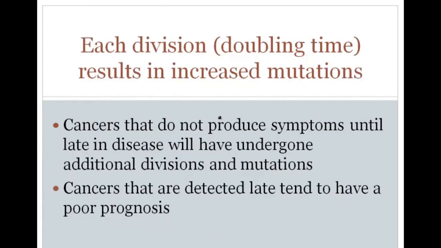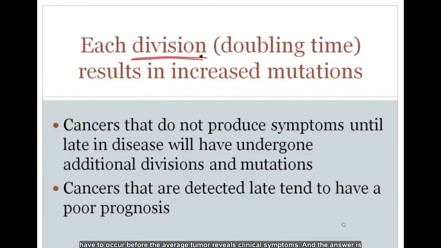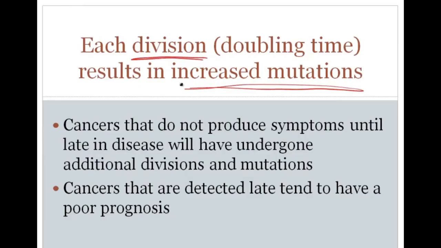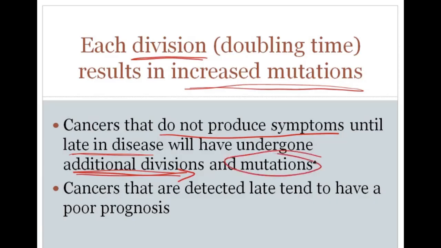Now, what's important to note is that with every division, there's going to be increased mutations because cancers are growing out of control. The DNA is not being repaired, mutations are being picked up, and check systems are not able to control the cell. And so one important principle is that if you have a cancer that doesn't produce symptoms until very late in the disease, it will have undergone additional divisions, which will then lead to additional mutations.